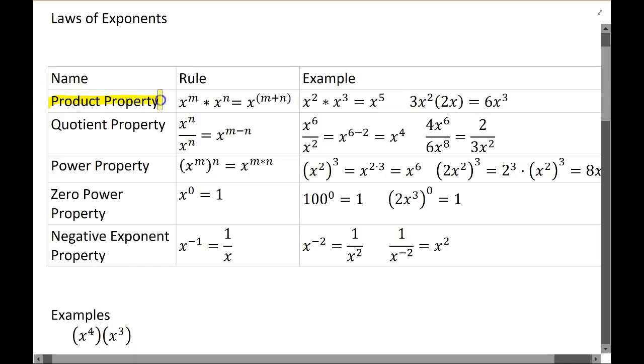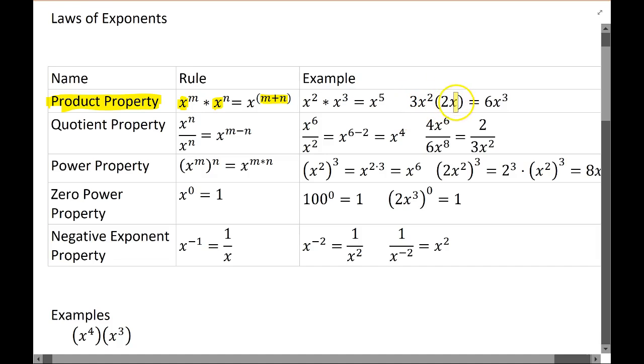So the first property we're looking at is the product property. With laws of exponents, we're going to be looking for like bases. Whenever you have the same base and you're multiplying like bases, you add their exponents. And so that's where we get the m plus n after we multiply x to the m times x to the n. Over here to the right, we have a couple examples, and you see here that we have x squared times x to the third. They have like bases, so we add their exponents, x to the fifth.